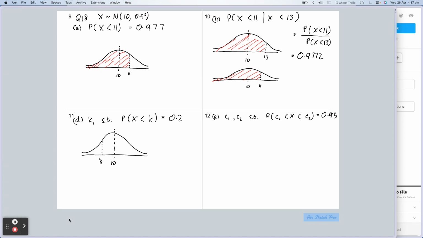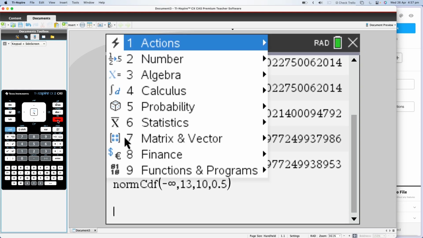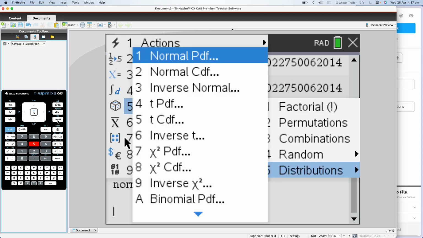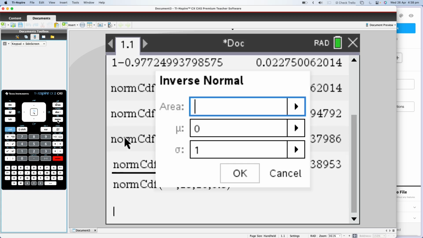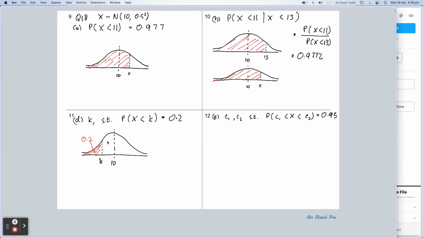Okay, so we are looking for this, and we are told that the area is 0.2. Okay, so that's our diagram done. Now let's do the solution itself. Really simple. In our calculator, we are going to go to Menu, Probability. This should be familiar by now, Distributions. And we're going to use this one here, which is the inverse normal. Inverse normal asks for an area instead of a probability. Why does it say area, not probability? Well, because it is in fact the same thing.